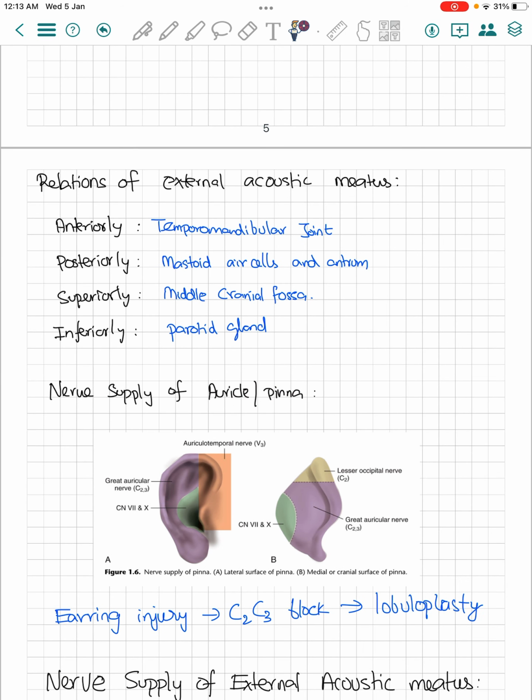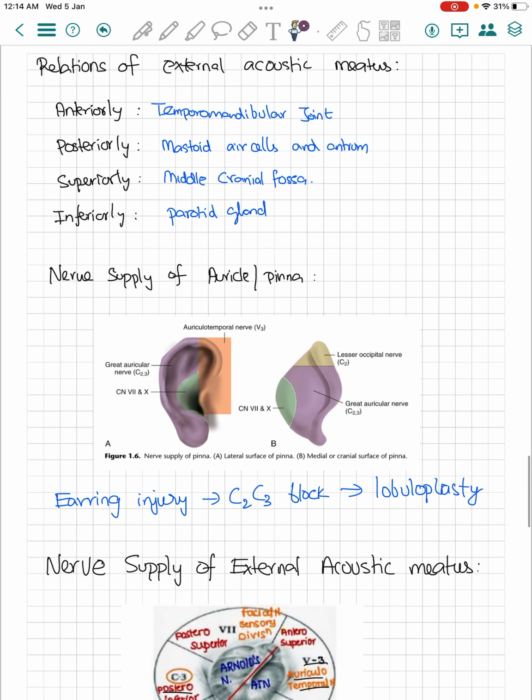Nerve supply of the auricle or pinna: this entire part, like the helix, this triangular fossa, the lobule, everything anteriorly and posteriorly, is supplied by the greater auricular nerve, C2 C3, guys. Then the inner concha part is supplied by the facial part of the 7th nerve and the 10th vagus nerve. The upper part of the posterior part is supplied by the lesser occipital nerve, and some part of the helix is supplied by the auriculotemporal nerve, part of the 5th nerve. What is the 5th nerve, guys? This is the trigeminal nerve.